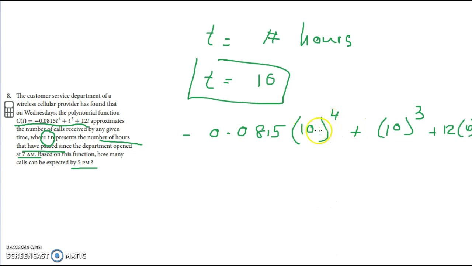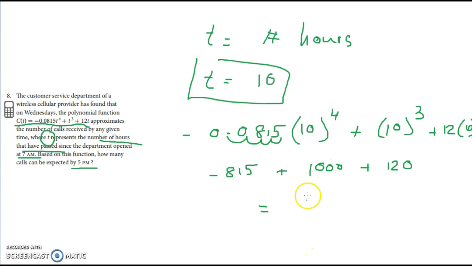Well, t to the 4th, we can use a calculator. By all means, at this point, just plug this in your calculator and solve it. But logically, 10 to the 4th is just a 1 with 4 zeros behind it, right? So all we got to do is just drop this 1, 2, 3, 4 zeros. So that's going to be negative 815. Okay? And then 10 to the 3rd, that's just a 1 with 3 zeros, so that's 1,000. And then plus 12 times 10, that's just going to be 120. Okay? Verify this with your calculator by all means, but this should be correct.